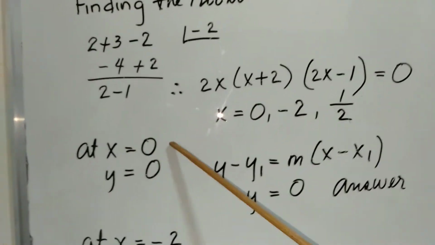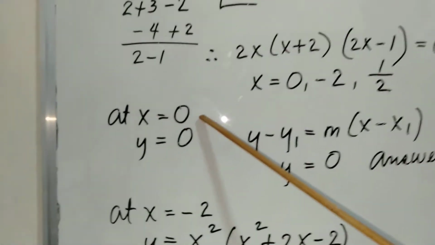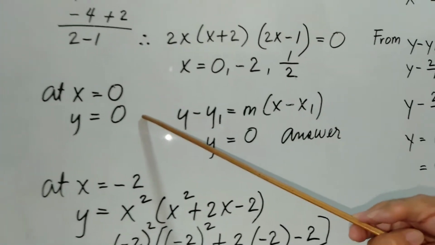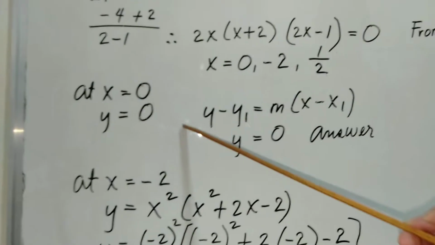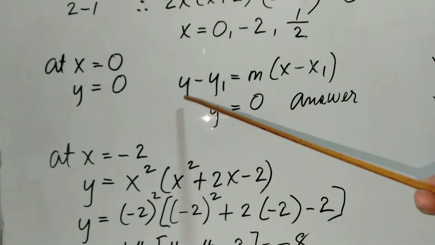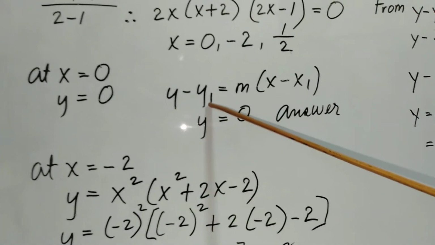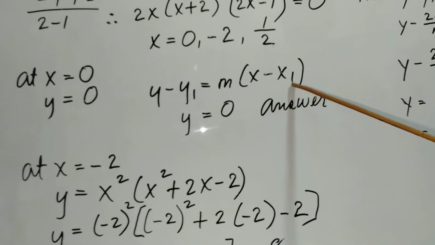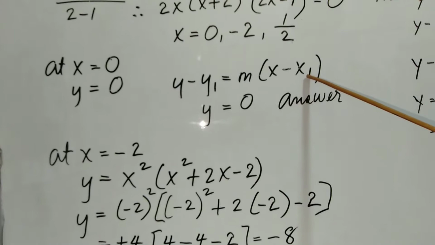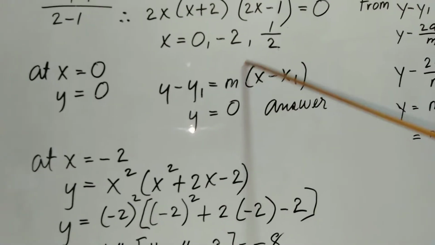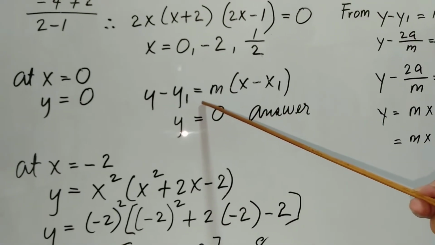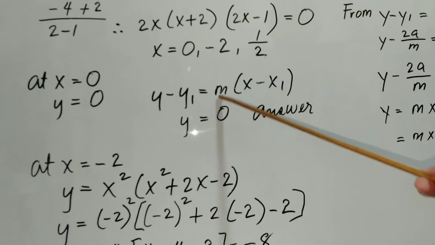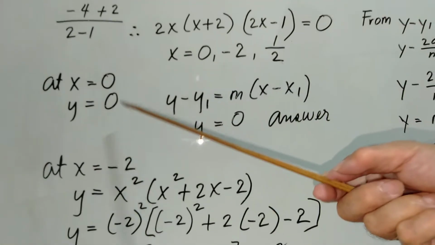So at x is equal to 0, y is equal to 0. So y minus y sub 1 is equal to m times the quantity x minus x sub 1. So since the slope is equal to 0, y is equal to y sub 1, which is equal to 0.